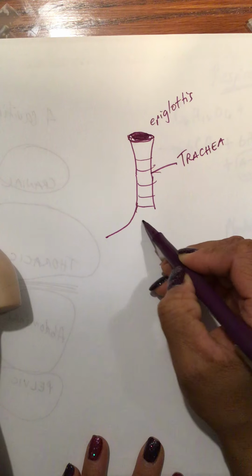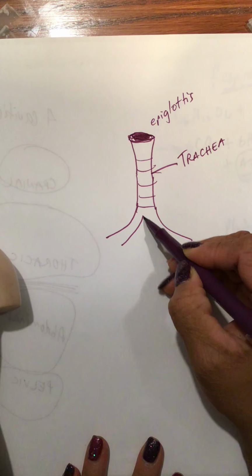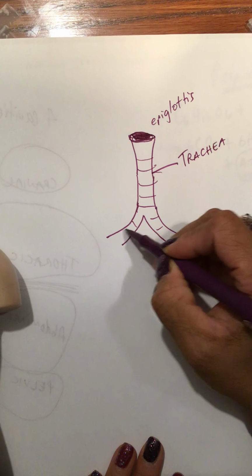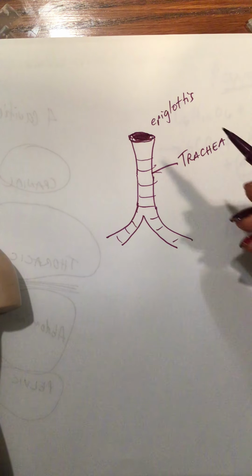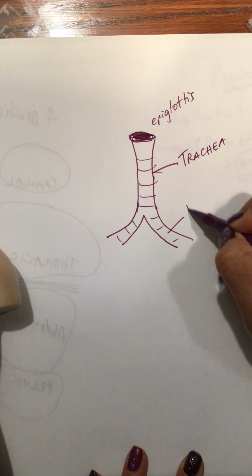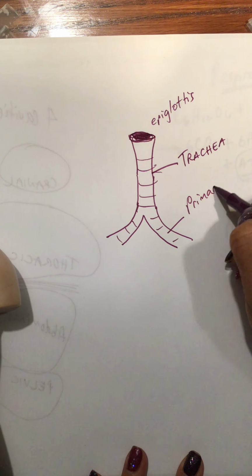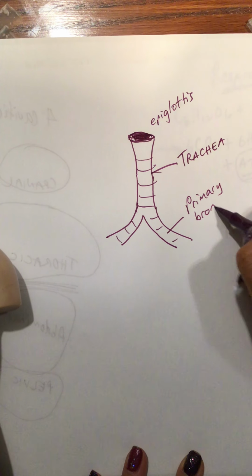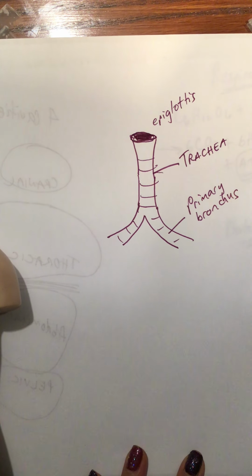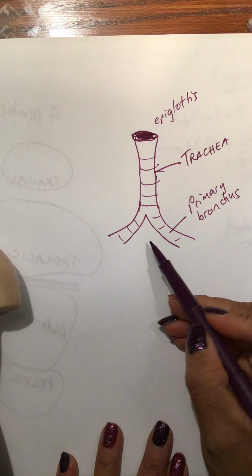This trachea then will divide into the smaller parts of the windpipe, and of course it gets softer as you go down. This is the primary bronchus. Now, bronchus if you have one, bronchi if you have two.